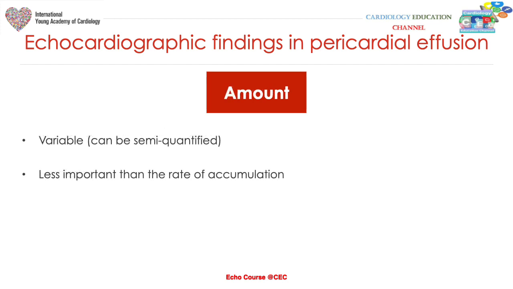Another important thing in the echocardiographic assessment of pericardial effusion is to determine the amount. As we had seen before, you could determine the amount by the distance between the two layers of the pericardium. Less than 1 centimeter, 1 to 2 centimeter, and more than 2 centimeter is a large effusion. But it's less important compared to the rate of accumulation, as the rate of accumulation has more hemodynamic impact rather than the amount itself.